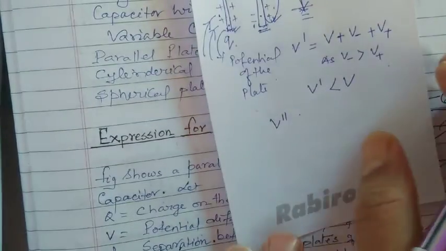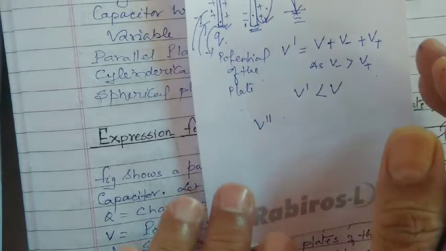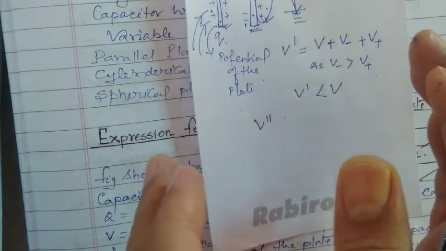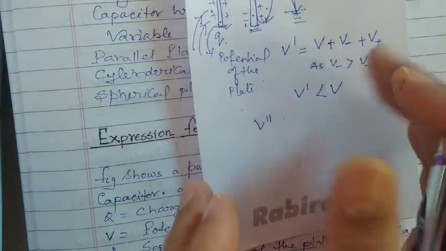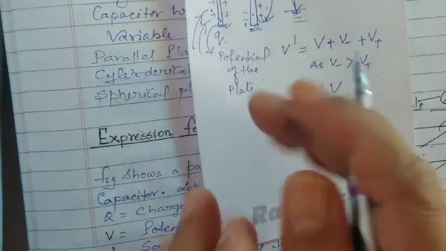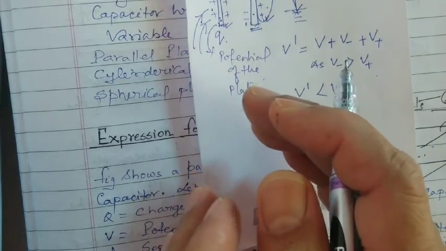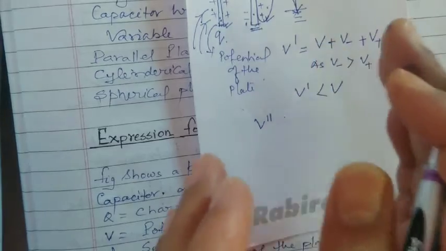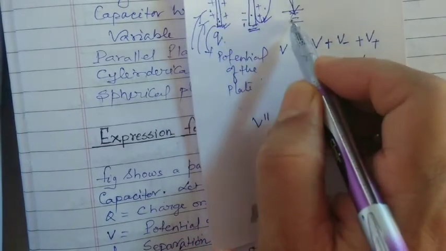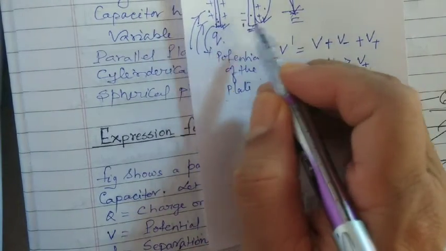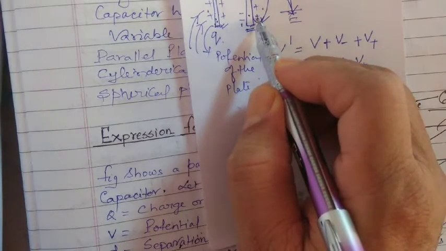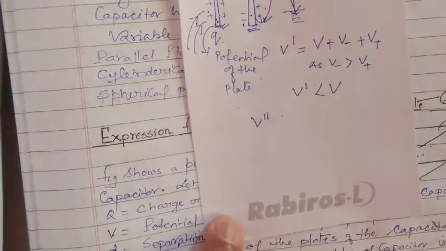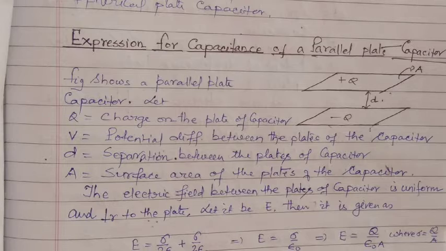In this way you can see that the capacity to store electrical charge of a metallic conductor increases many times when an uncharged earthed metallic conductor is placed in its vicinity. This is the principle of a capacitor. Now we will find an expression for the capacitance of a parallel plate capacitor.